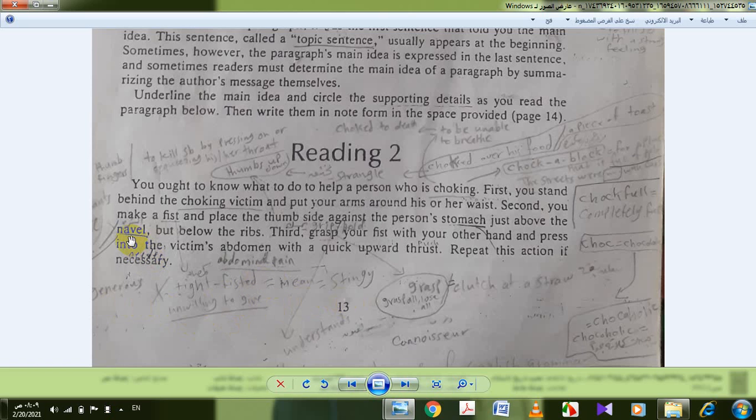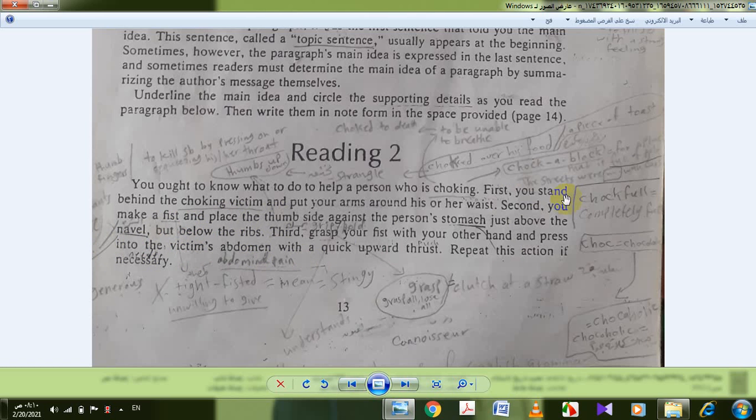Naval, navy, naval battle. Also with the word thumb, we can say that somebody has green thumb fingers. If somebody has green thumb fingers, it means good at growing plants. So it means he or she is good at growing plants.